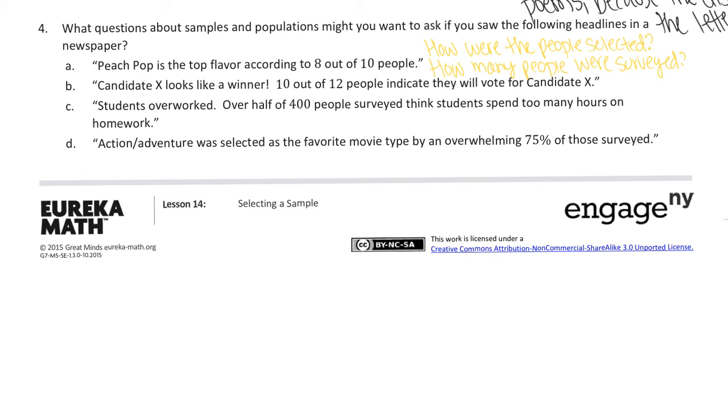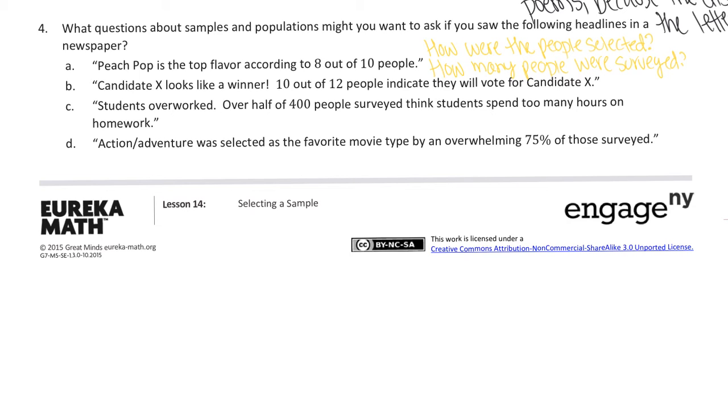All right. Now let's look at B. Candidate X looks like a winner. 10 out of 12 people indicate that they will vote for candidate X. Okay, so this sounds more like a voting type of poll. Again, what are some questions that we want to know? Maybe, how was the sample chosen? And I think that's a really good indication, because who knows where they got this data?